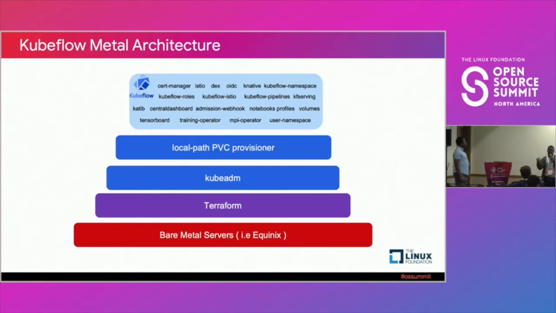For PVCs that you often use for Kubeflow, we use something called the local path PVC provisioner. Instead of having to set up a secondary storage component of your Equinix cloud installation, we'll just use the nodes of your Kubernetes cluster to provide you PVC storage. There's a plugin out there that does that. We use that for a really simple experience, especially if it's just CI/CD or just testing. It's really quick and less hassle to deal with.